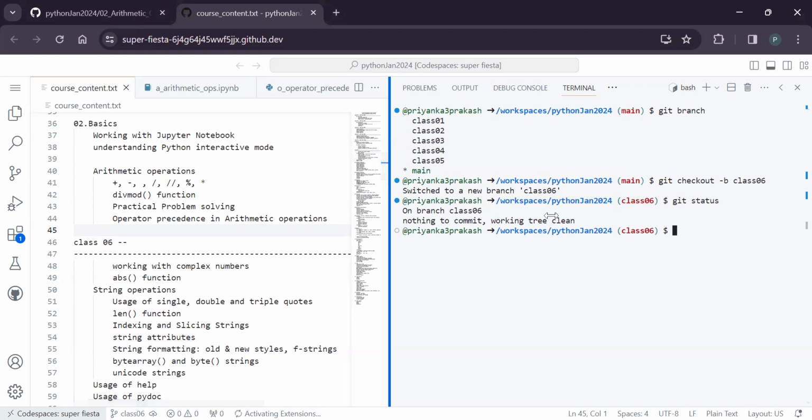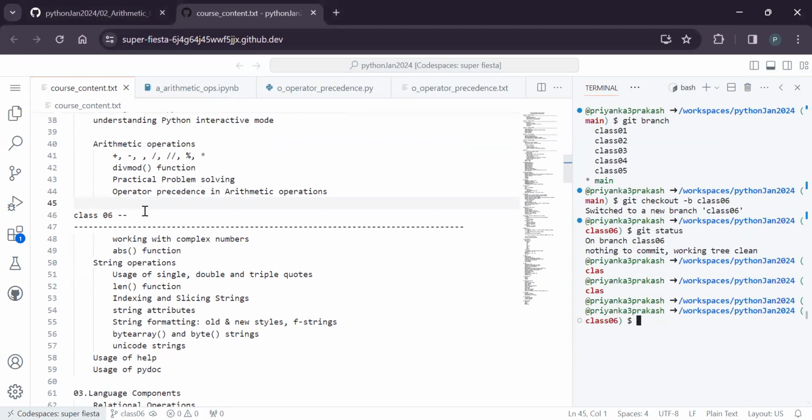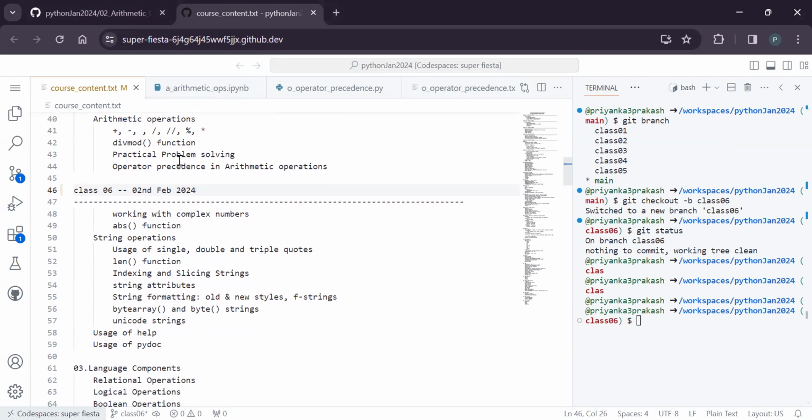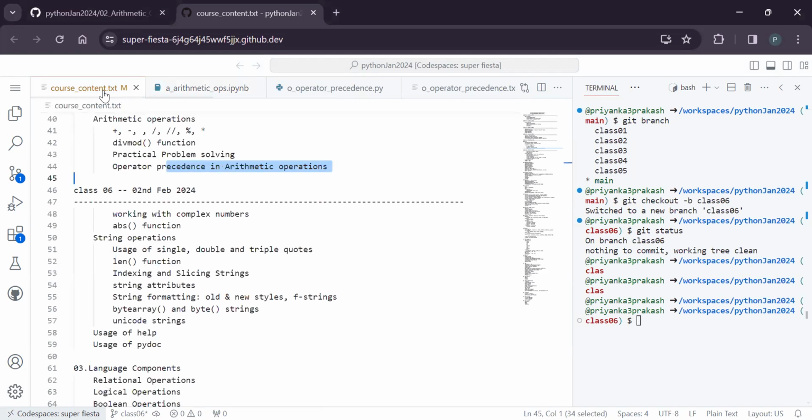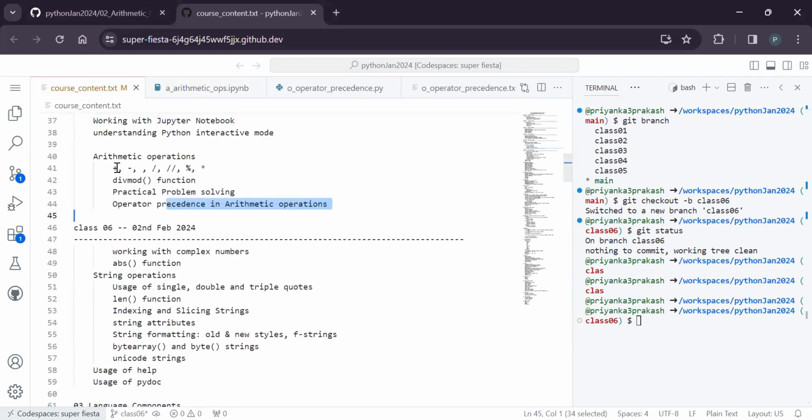Now going further. So what we will learn in today's class? It is 2nd of Feb 2024. Yesterday we have seen about the operator precedence in arithmetic operations, but still there are few arithmetic operations that we need to go through. We have seen different kinds of arithmetic operations, starting from the basic arithmetic operations like plus, minus, addition, subtraction.